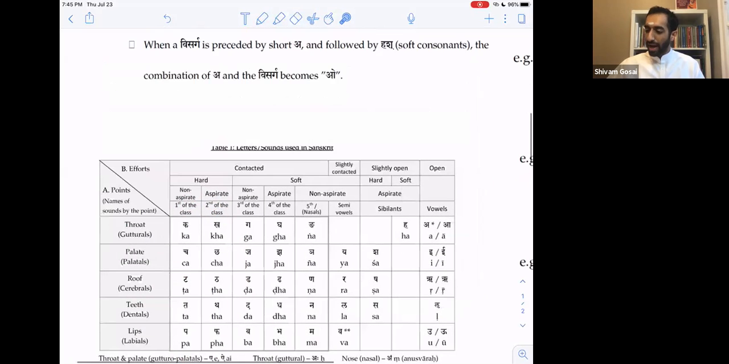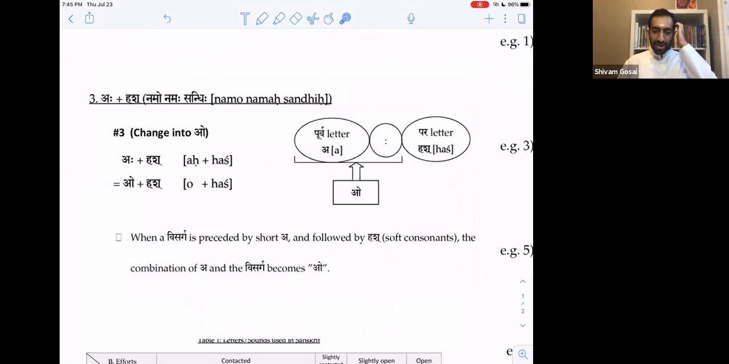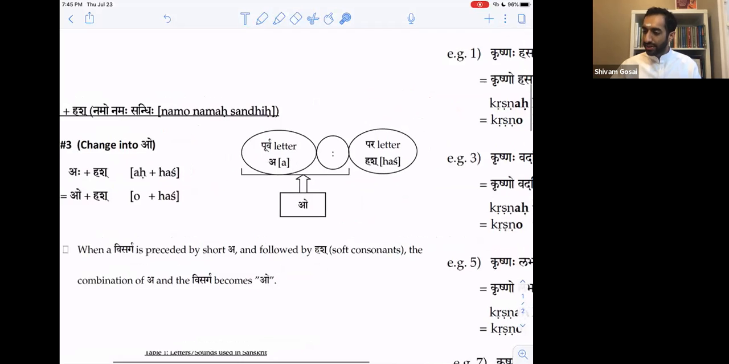So now going back, when a visarga is preceded by short akara and followed by a soft consonant, the combination of a and the visarga, both of these things become o. Remember when we did Shivoham Sandhi, all three got replaced by o. Here only these first two are getting replaced by o. We'll see some examples there in the book.